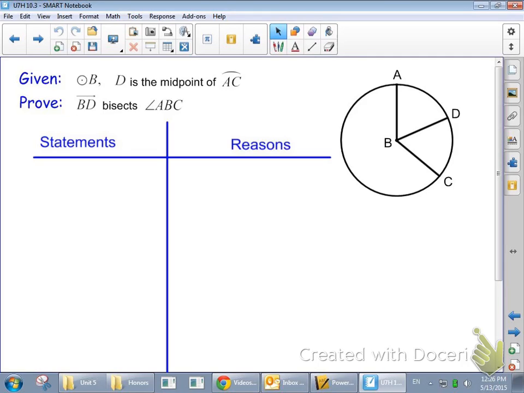So here we're given that we've got circle B and we know that D is the midpoint of arc AC. So if D is the midpoint of arc AC, it works the same way as midpoint works. We would have arc AD is congruent to arc DC. Okay, that's what the midpoint means. And I'm trying to prove that BD bisects angle ABC. So I'm going to start with my given. I have circle B, and I know that D is the midpoint of arc AC.